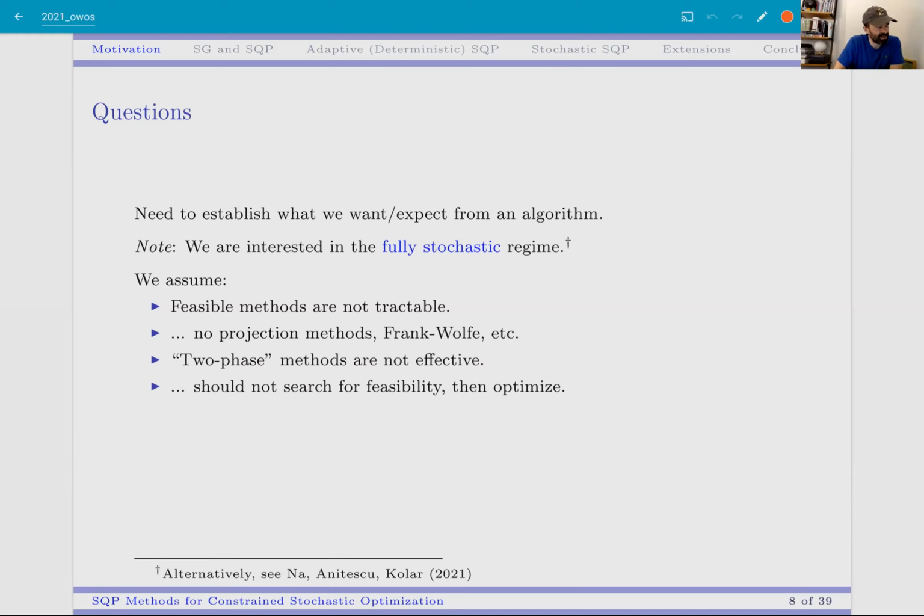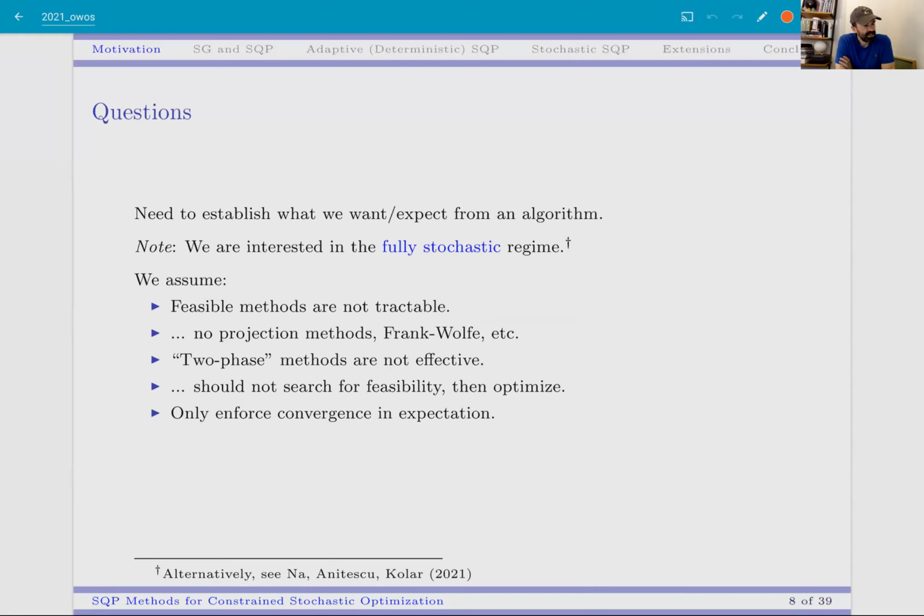And along the same lines, we're also not going to be talking about two-phase methods. We're not going to be talking about a method that finds a feasible point and then from there works towards optimization either in the feasible region or near the feasible region. We're really just looking at methods that sort of maintain feasibility.